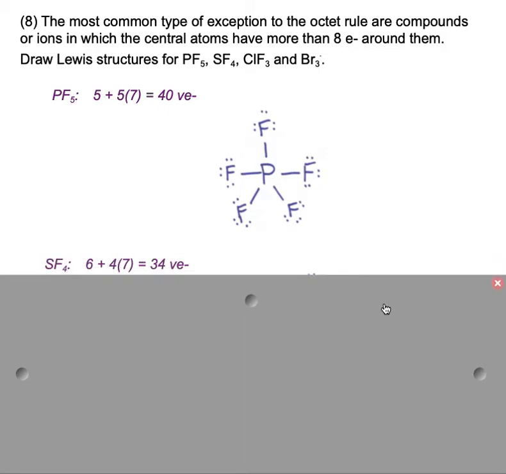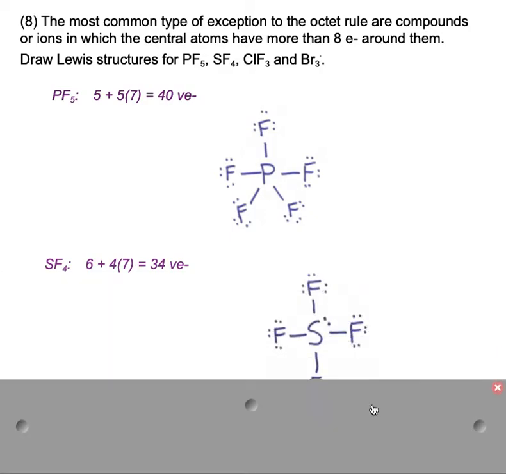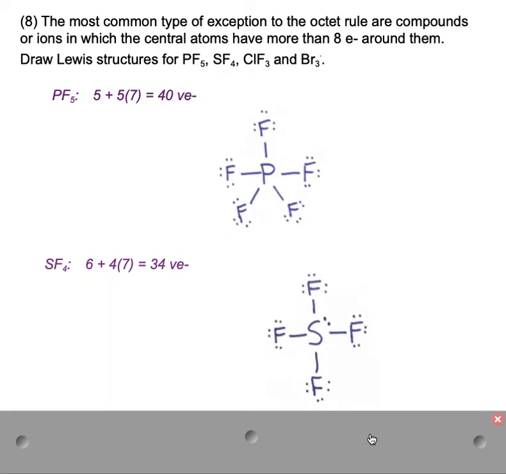In sulfur tetrafluoride, I have 34 valence electrons. Sulfur is in the center. It forms bonds to each of the 4 fluorine atoms, but we must put an additional lone pair on the sulfur in order to accommodate that last pair of electrons. So in sulfur tetrafluoride, sulfur is forming 4 covalent bonds with a remaining lone pair in its valence shell.